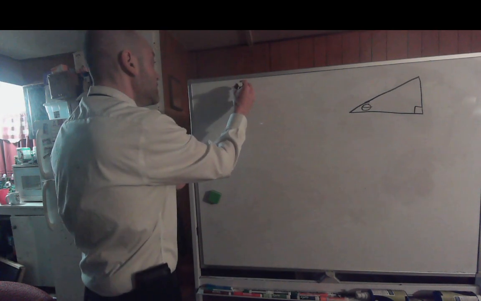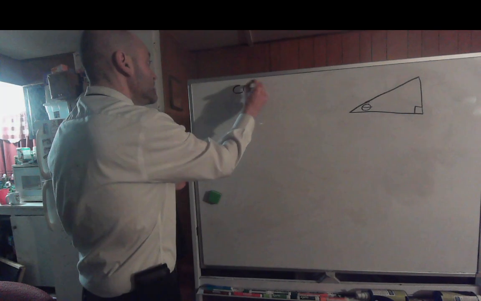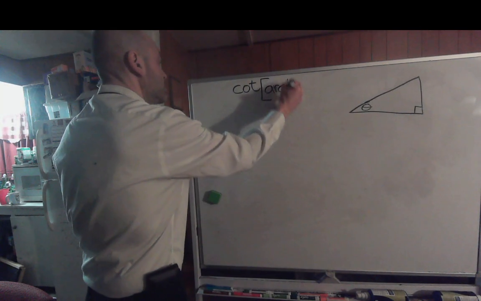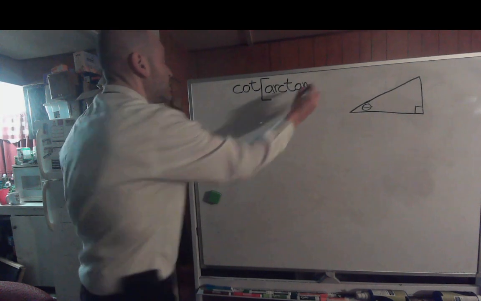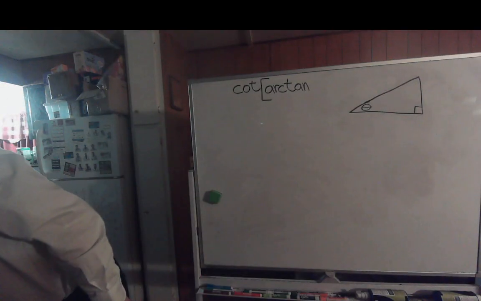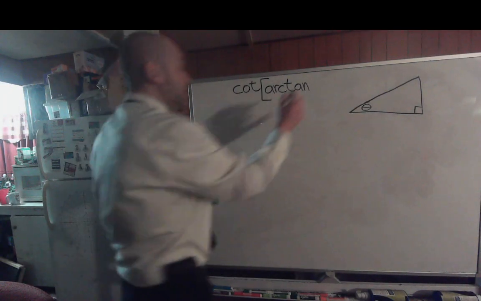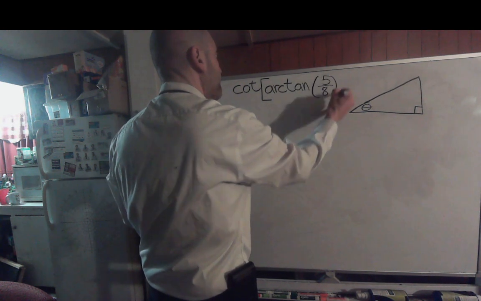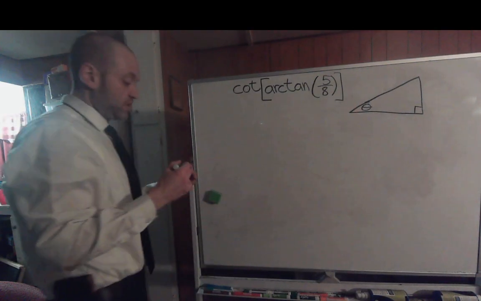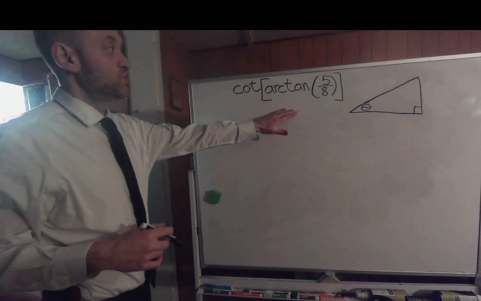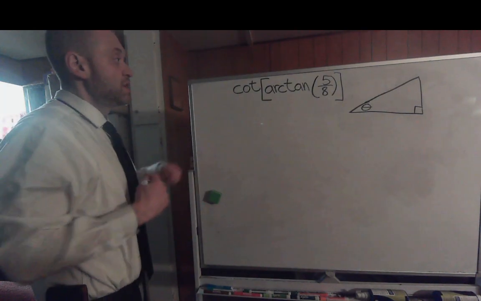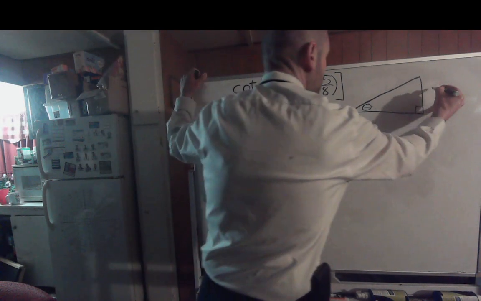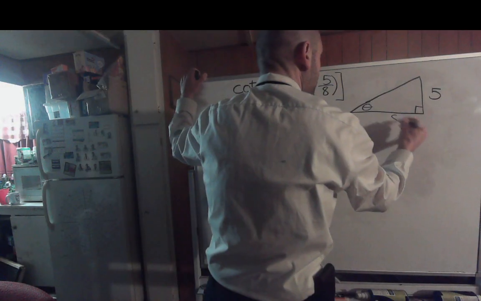Good one. Cotangent of the arctangent of 5/8. So we have the cotangent of the arctangent of 5/8. Well, of course then the tangent, so that's 5 and 8.